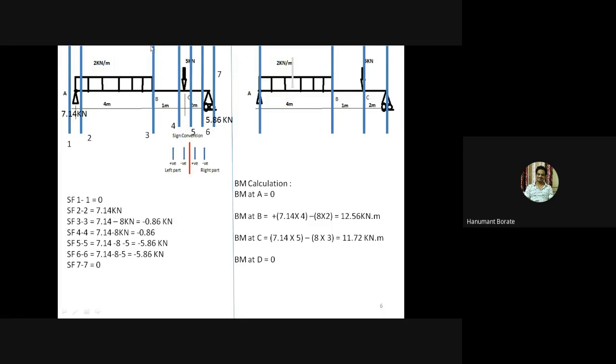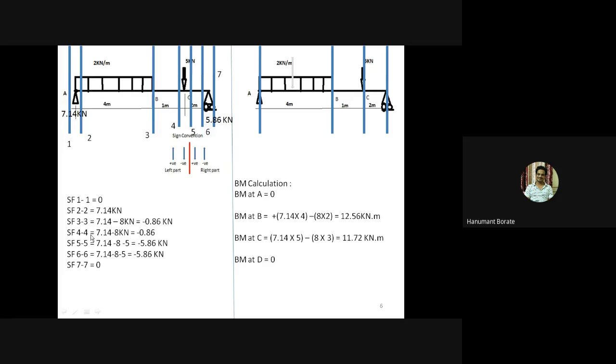Then go for section 3-3. Now again this section divides the beam into two parts. Forget about the other sections, just concentrate on section 3-3 and consider the left part of the beam. Now there are two forces. One is 7.14, which is acting in an upward direction. Another is the whole UDL acting in a downward direction. Right.